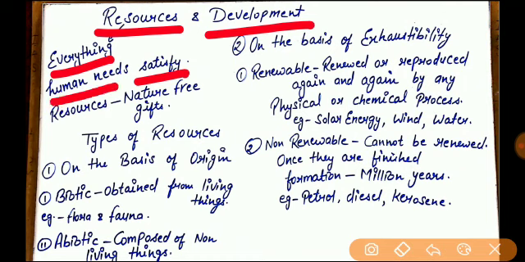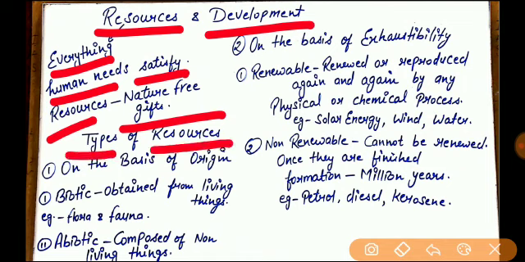Something that is found on the surface of the earth and we are using it to satisfy our needs is called a resource. Resources are considered the free gifts of nature. They are given to us free of cost by nature and we are using them just because of our greed. Now here we are going to read the types of resources.